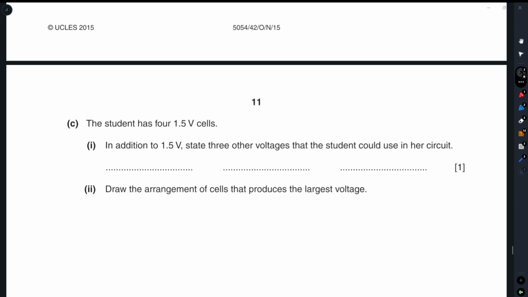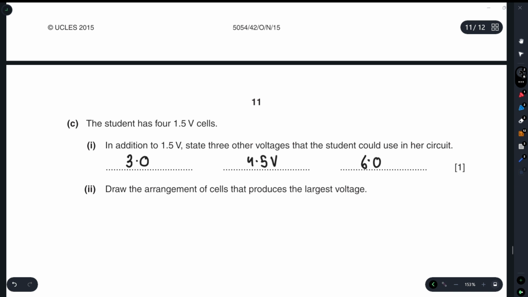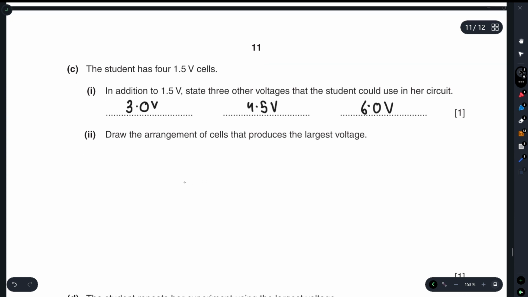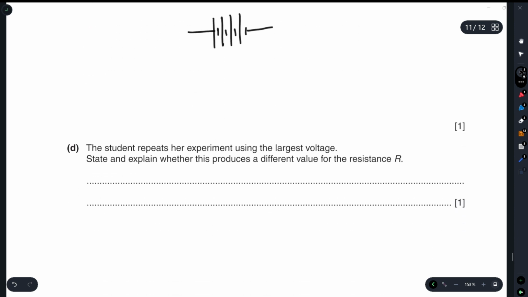Student has 4 cells. In addition, other voltages are going to be 3.0 with 2, 1.5, 4.5 with 3, and 6.0 volts with 4 of these. Draw an arrangement of cells that produces the largest voltage, though they're all going to be in series. Parallel में जो है, they still have the same voltage. So 1, 2, 3, 4. ठीक है? So they're all drawn in series.